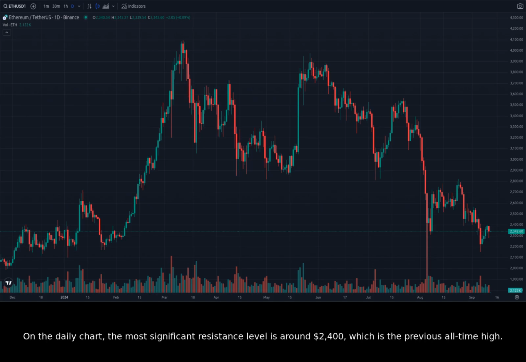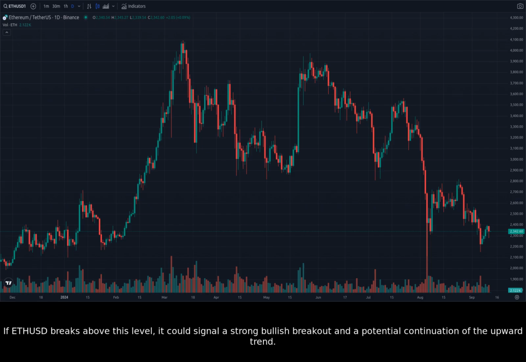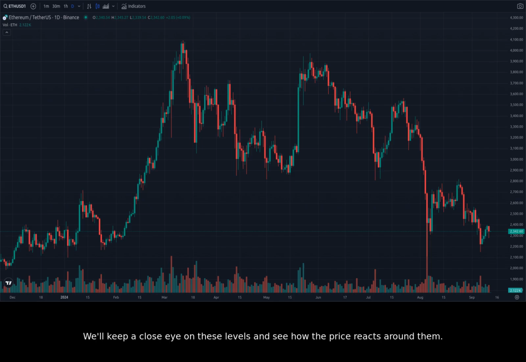On the daily chart, the most significant resistance level is around $2,400, which is the previous all-time high. If ETHUSD breaks above this level, it could signal a strong bullish breakout and a potential continuation of the upward trend. However, the $2,300 mark is a crucial support level, and a break below this level could trigger a more significant price decline. We'll keep a close eye on these levels and see how the price reacts around them.